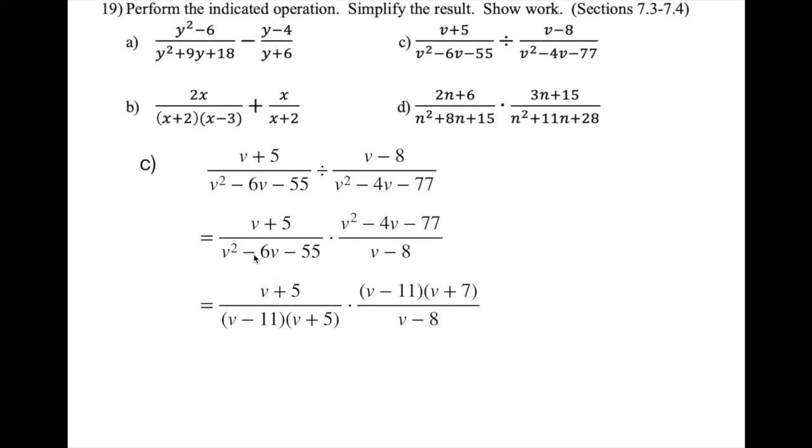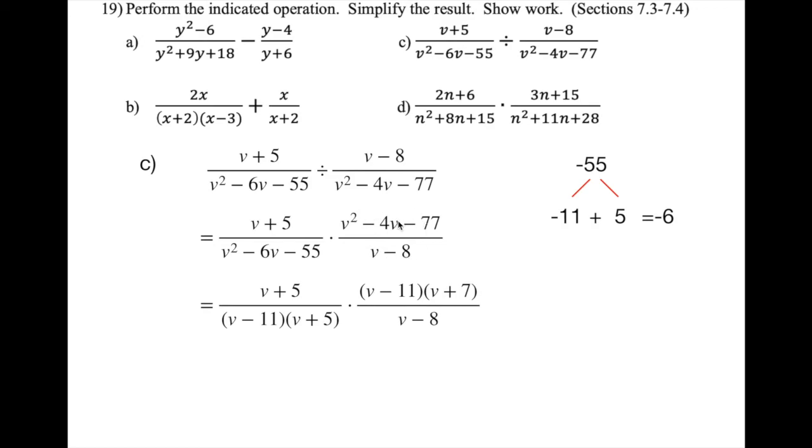Down here, v squared minus 6v minus 55. For that, we'll use the AC method. So factor this minus 55 so that the summation will be minus 6. So that will be minus 11 and 5. Then down here will become v minus 11 times v plus 5. That's the first rational function.